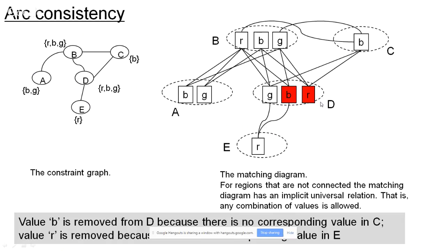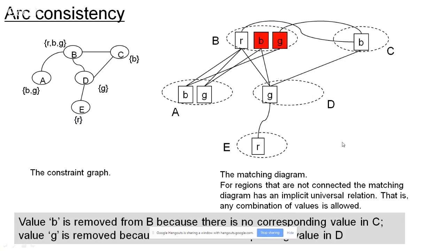In a similar fashion, we will remove the value red from the domain of D, because D is adjacent to E, and E can only be colored red in this very small example that we have concocted. And if we choose red for D, then we can't choose a value for E. So what arc consistency does, or one of the loops in that does, is to remove this from the domain of D. Next, we remove two values from the domain of B, which are the values blue and green.